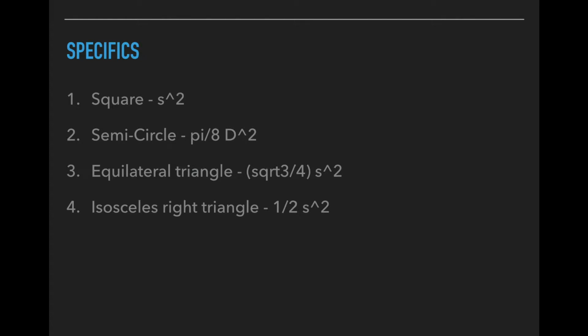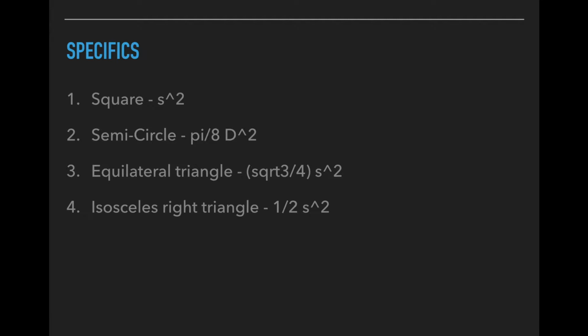Now moving on, the next specific deals with volume by slicing by semicircles, which is pi over 8 times your diameter squared. Then equilateral triangles, which is square root 3 over 4 times the side length squared. And lastly, isosceles right triangles, which is going to be 1/2 of the side length squared.